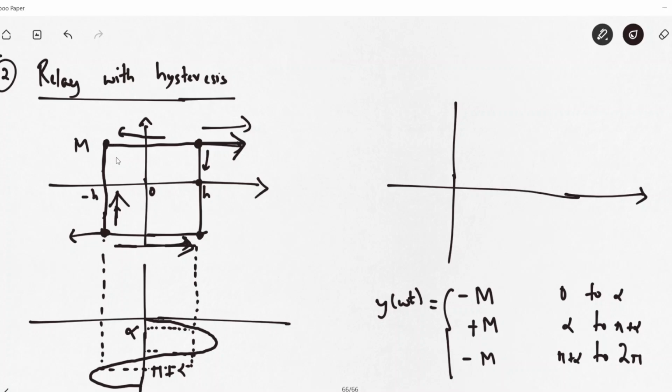And then from pi plus alpha to 2 pi, it will work as a relay in the negative half region. From pi minus alpha to 2 pi, and then 2 pi to 2 pi plus alpha, that's actually this region that will be covered of the on-off linearity. So therefore our output looks something like this.